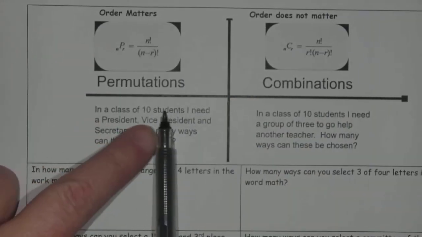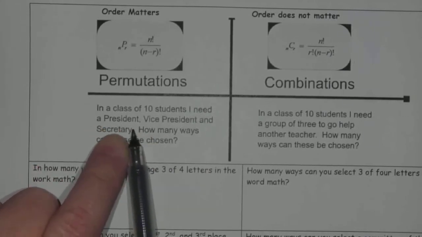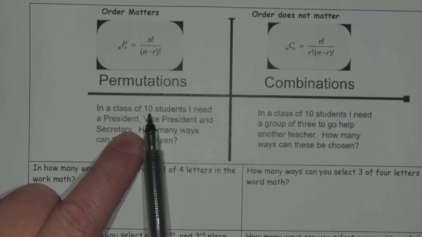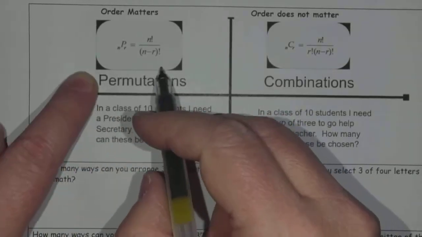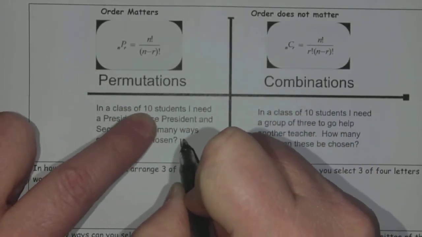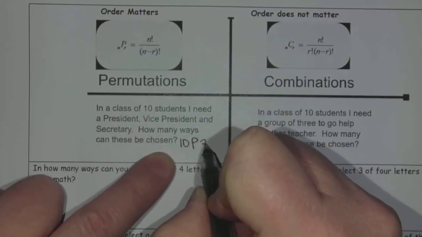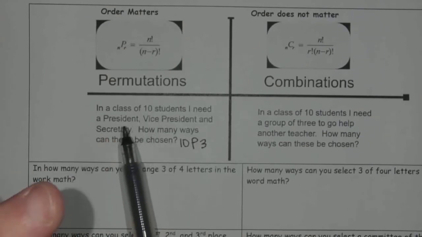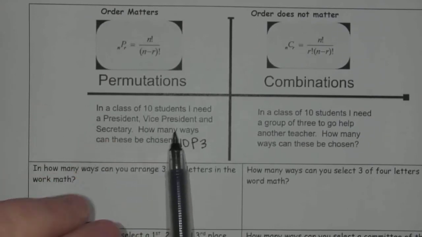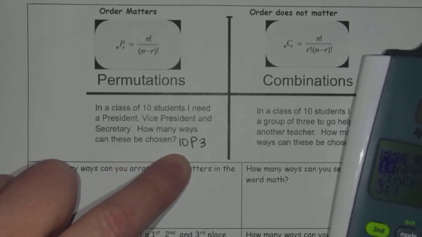So it says, in a class of 10 students, I need a president, vice president, and secretary. So did you notice how order mattered? President matters, vice president matters, secretary matters, okay? Because that matters, that would be a permutation. So I'm taking 10 people and I'm going to choose them 3 at a time. Because didn't I have a president, a vice president, and a secretary? So 3 times, right? So punch this on your calculator to see how many ways that can happen.